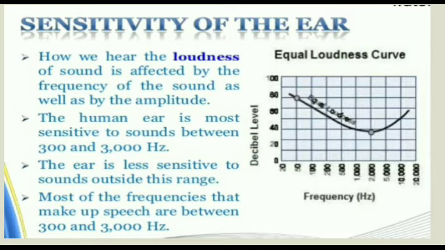See this first one: how we hear the loudness of sound is affected by the frequency of the sound as well as by the amplitude. The human ear is most sensitive to sound between 300 to 3000 hertz. The ear is less sensitive to sound outside this range. Most of the frequencies that make up speech are between 300 and 3000 hertz, so this is the most sensitive range. Okay students, right?